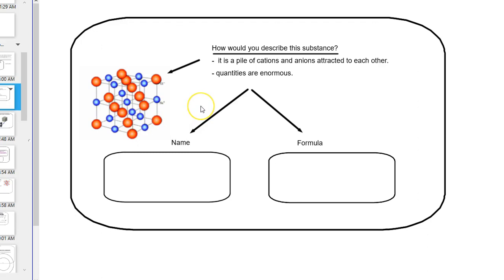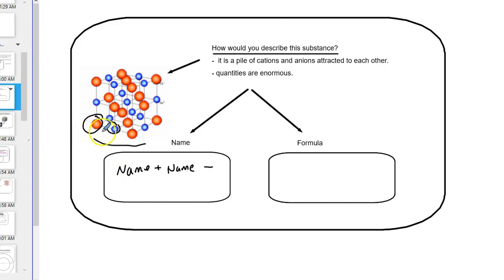So again, how would you give a name to this thing? Well, it's kind of difficult because there are billions and billions of these. So they just gave the name of the cation and the name of the anion, and I don't really know why.